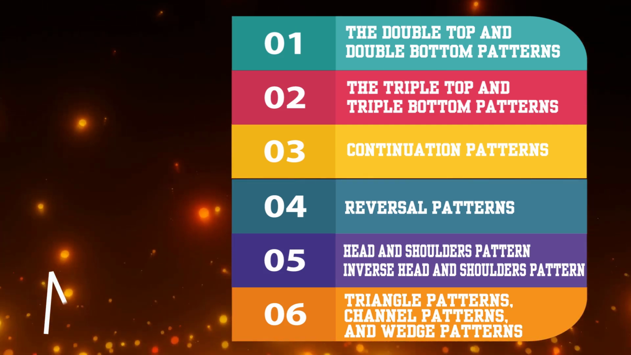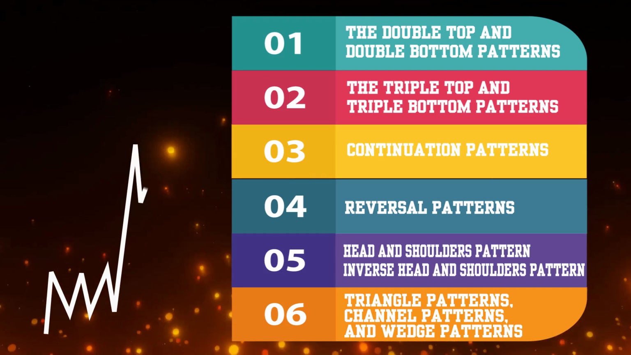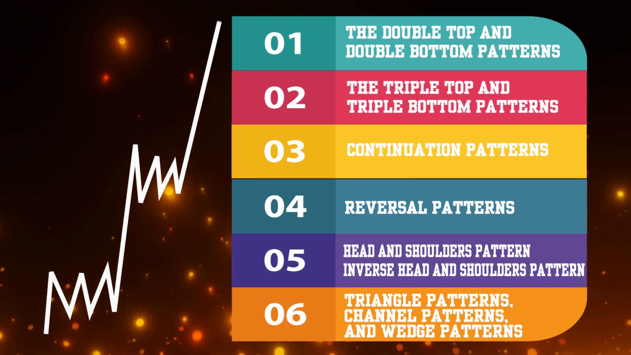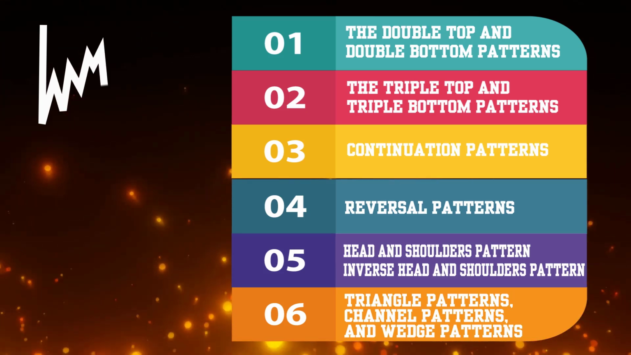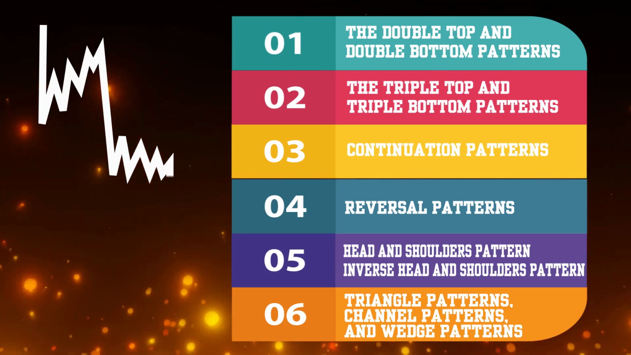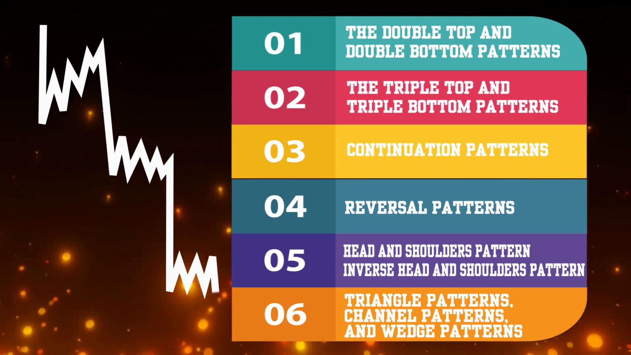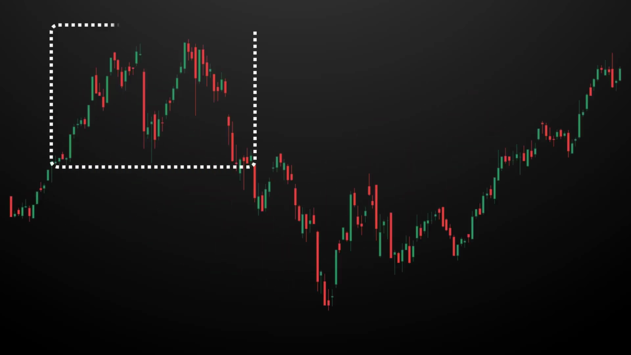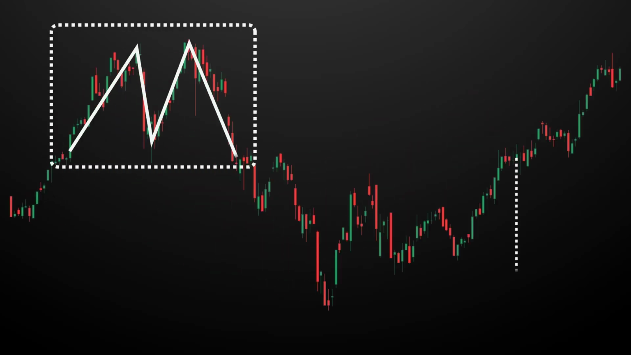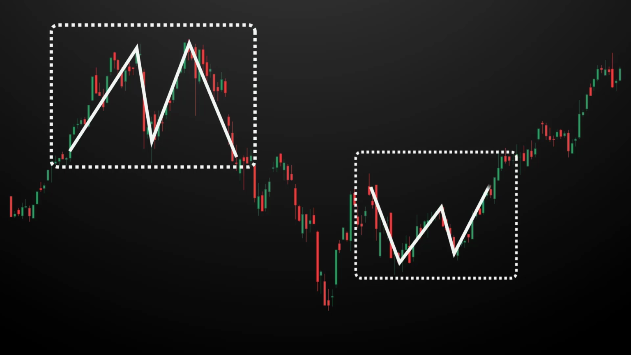Each trading pattern has its own strengths and specific applications depending on market conditions. By clearly understanding and flexibly applying these patterns, traders can better spot opportunities while managing risks effectively. Let's start with the double top and double bottom patterns. These often appear during market reversal phases, and traders rely on them to pinpoint entry and exit points.